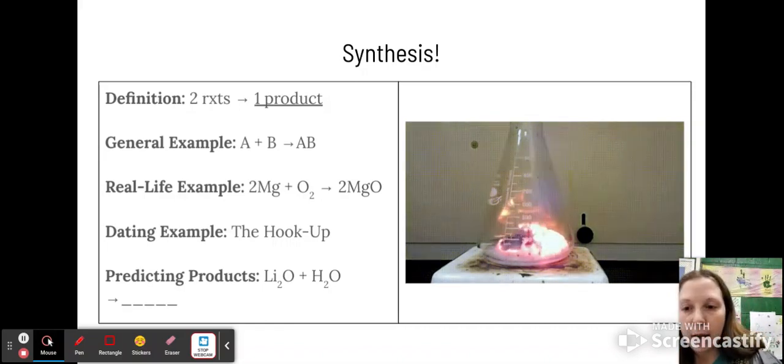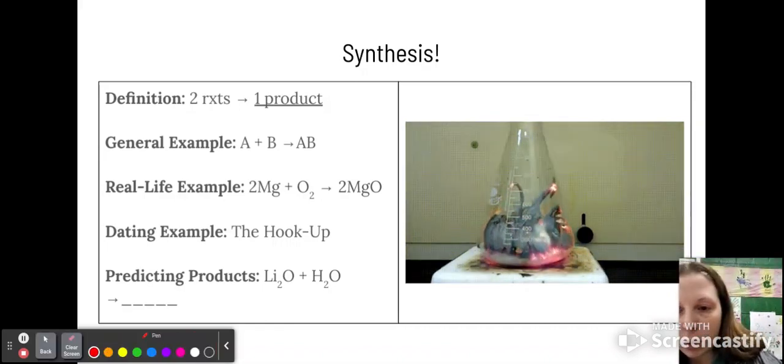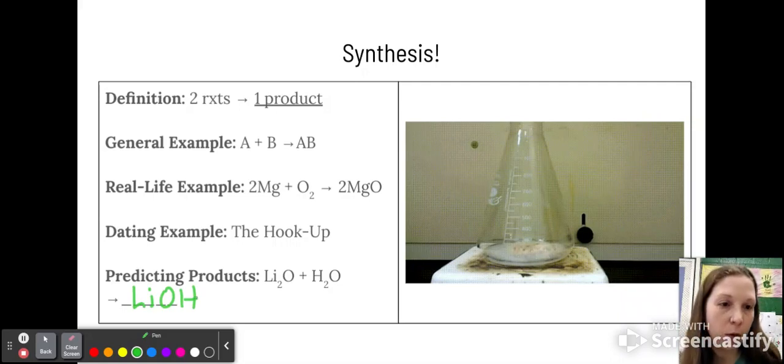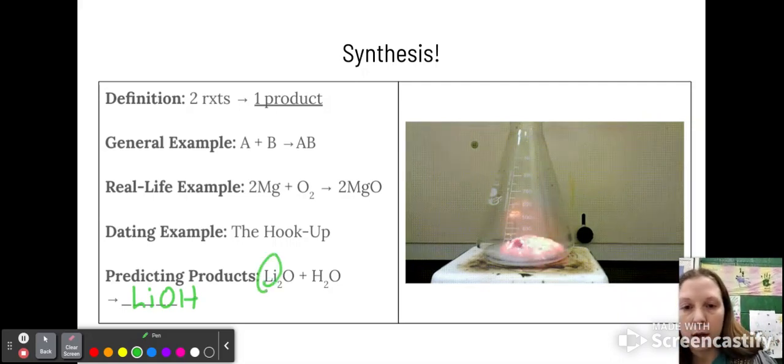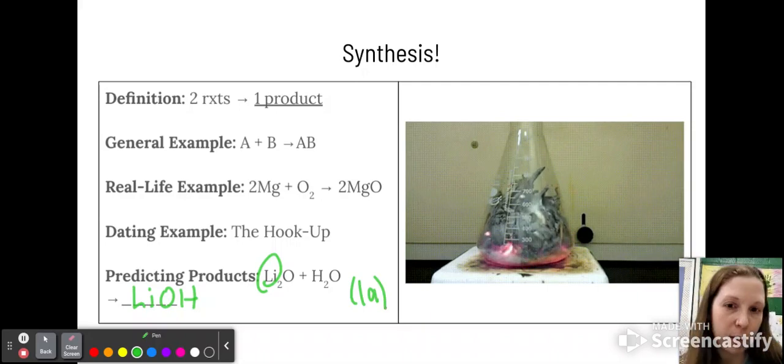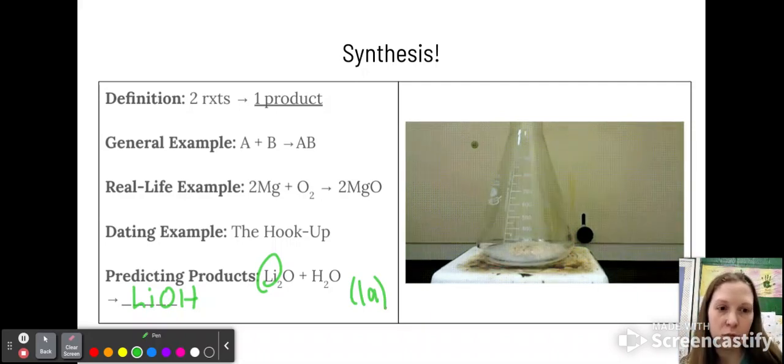So if you know that, we should know that our product is going to be LiOH because that's our base, a metal hydroxide. So we took this metal and then we knew based on rule 1A that it was for your reference packet. Again, this could change, so just bear with me on that number. But that forms a base there.